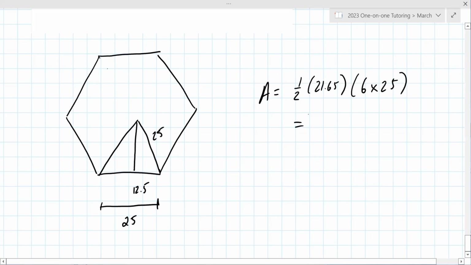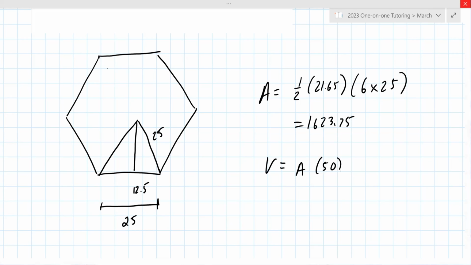All right, so that's 1623.75. And then the volume is the area times 50. So you're going to take that number and multiply it by 50. Oh, okay. There's the correct answer. Okay, perfect.